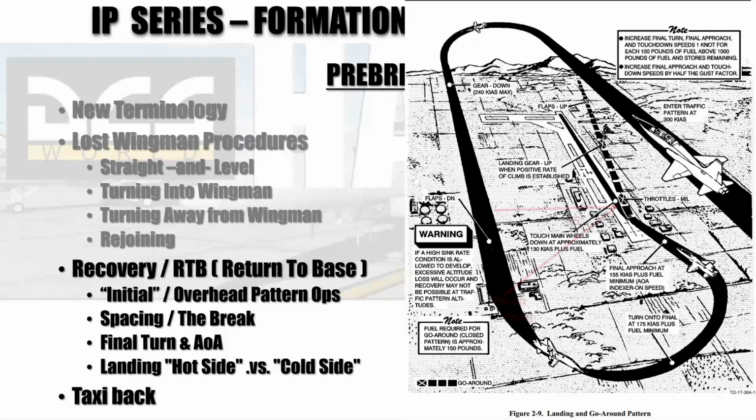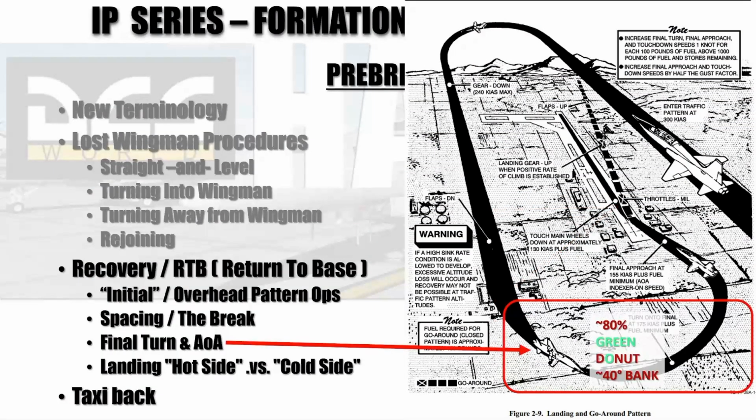And to do that, you're going to use, in DCS at least, for the 2,000 foot pattern, about 80 to 82% RPM. In the demo video, I'll be at 81% around the final turn. I trim the aircraft for the green donut, and we'll discuss that in a moment. And about 35 to 40 degrees of bank works best in DCS for the F-5.